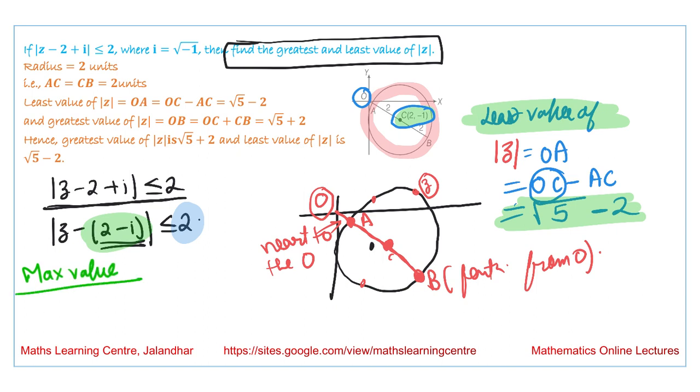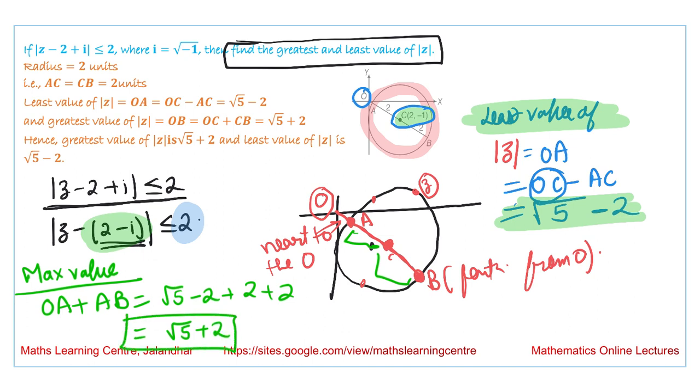And the maximum value we have is OA plus AB. That will be equal to root 5 minus 2 plus this length, 2, plus the next length, 2. So the value we obtain is root 5 plus 2. So the maximum value of mod z will be OB, and the minimum value of mod z will be OA. Its answers are root 5 minus 2 and root 5 plus 2.